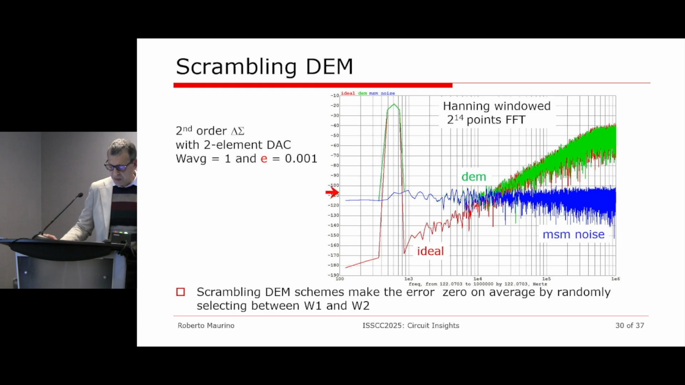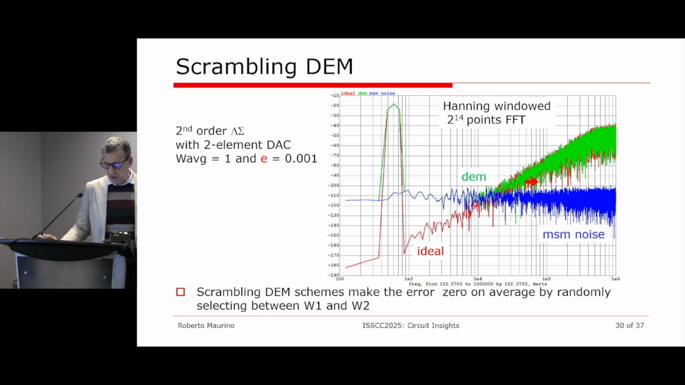And in this region, what happens is that we get this mismatch error, which has been turned into noise. So it's this mismatch noise in blue. And as you can see, it is spread uniformly across the entire Nyquist band. So that's the scrambling DEM.